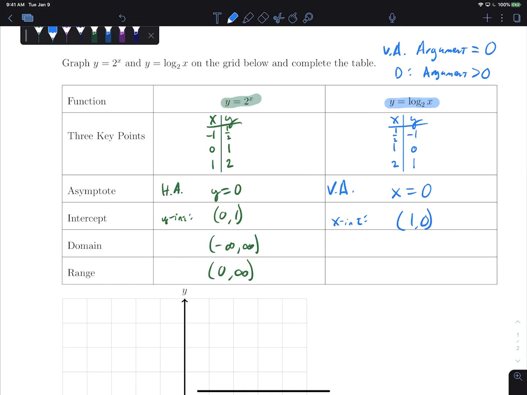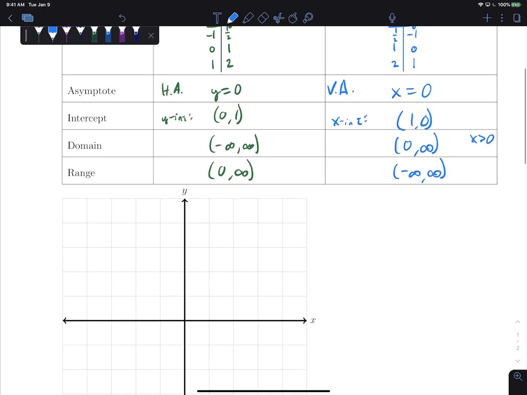And the domain and range are flipped from y equals 2 to the x, so the domain will be 0 to infinity, and the range will be -infinity to infinity. You didn't actually need this to figure out these two. The range will always be -infinity to infinity for the logarithm, but the domain is wherever the argument is greater than 0. So in this case, x has to be greater than 0, and in interval notation, that's 0 to infinity. Okay, awesome. Let's go ahead and graph these.